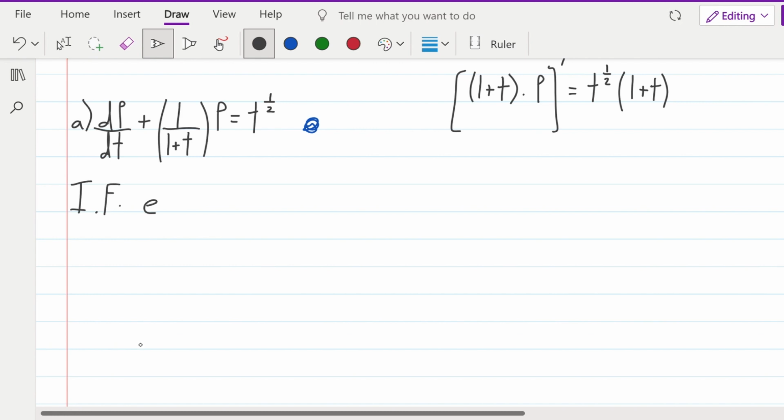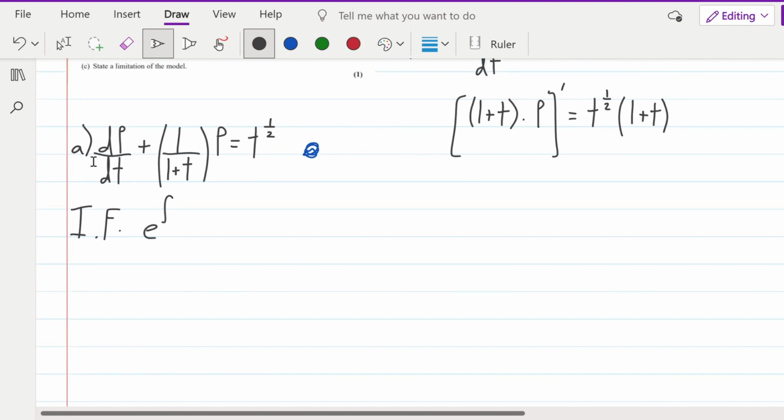So the way to do the integration factor, I'm just going to write IF here, it's always e to the power of the integral of whatever's in front of the p, or if it was y, for example. So the non-derivative part of the differential equation, but obviously not the t, because we have dp by dt here. So dp by dt, we ignore that, we look at the p, and whatever's in front of it, it'll be the integral of that.